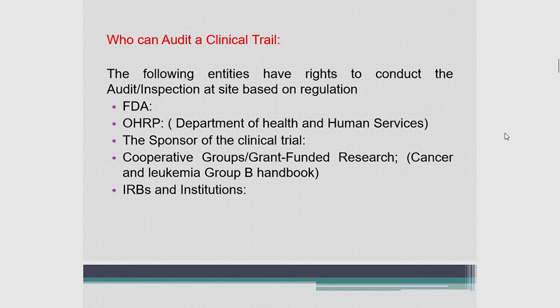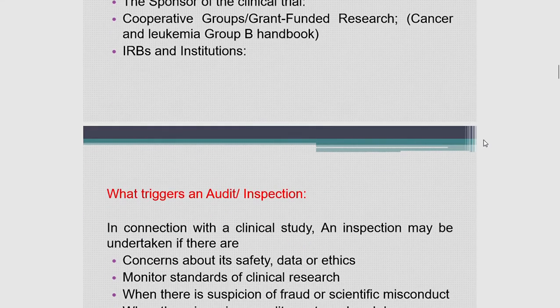Who can GCP audit a clinical trial? The following entities have the right to conduct the audit or inspection at a site based on regulation: FDA, OHRP, the sponsor of the clinical trial, or cooperative groups, IRB, and institutions.